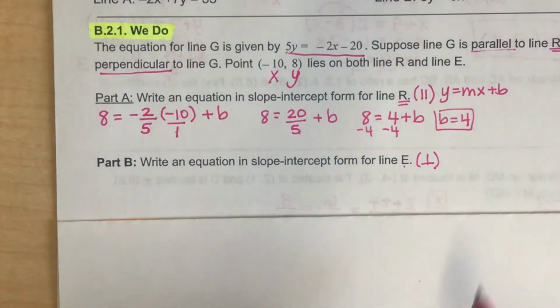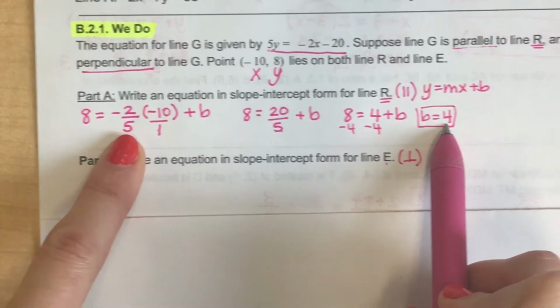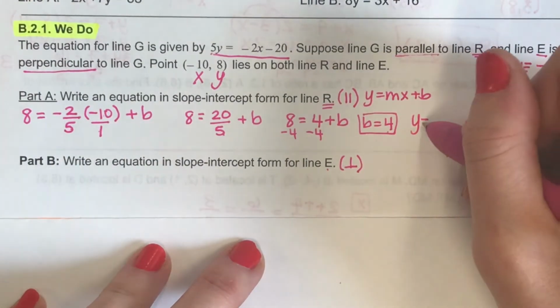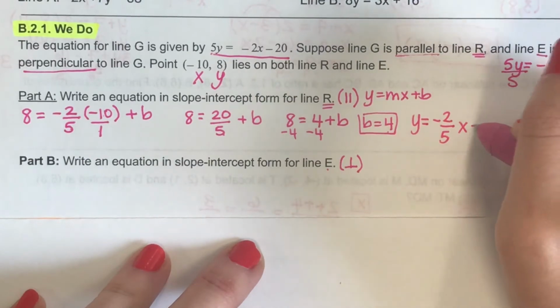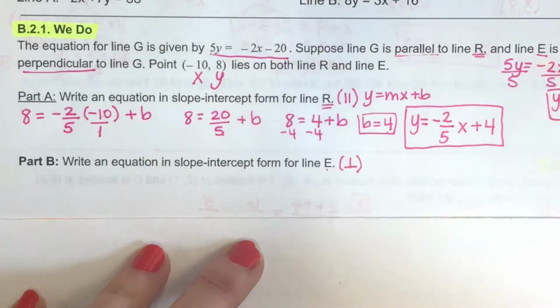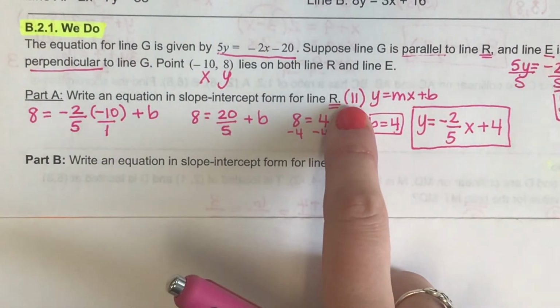So now my final step is I'm going to take this piece of information and my slope, and I'm going to plug it back into the equation one more time to write my final answer. So my final answer is y equals -2/5 x plus 4. And that's the equation of a line that is parallel.